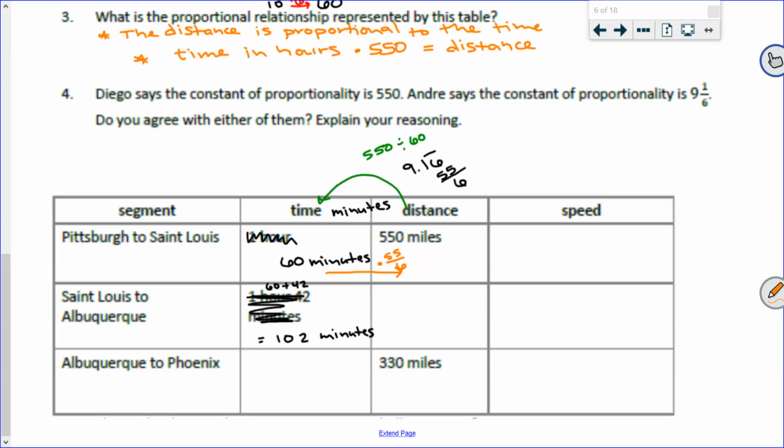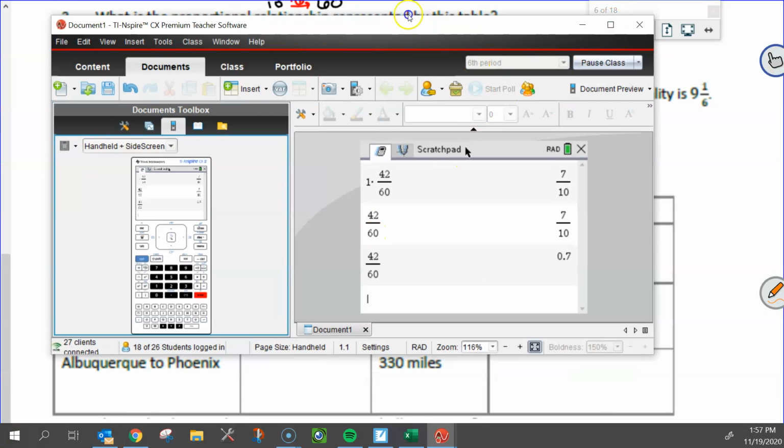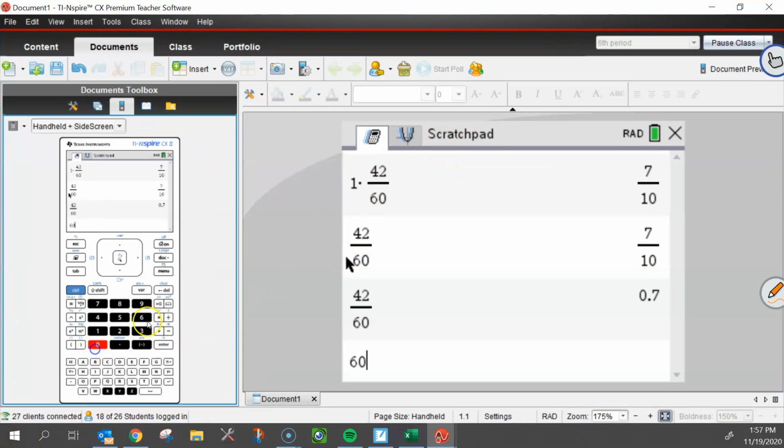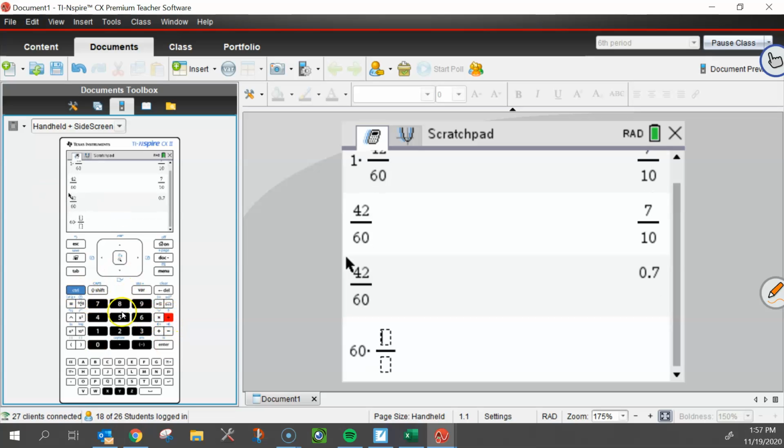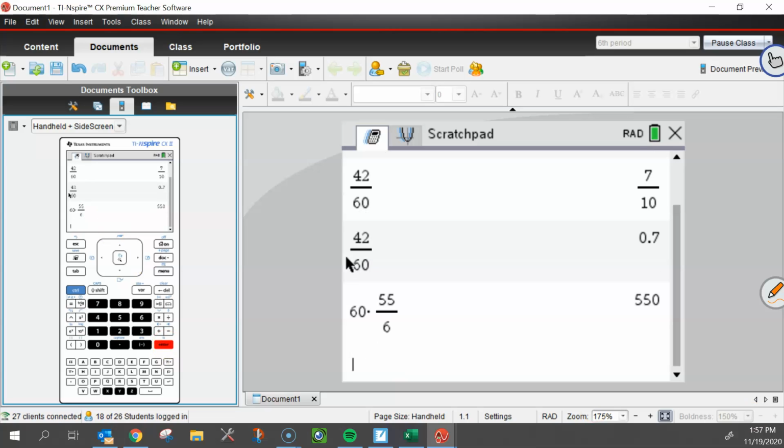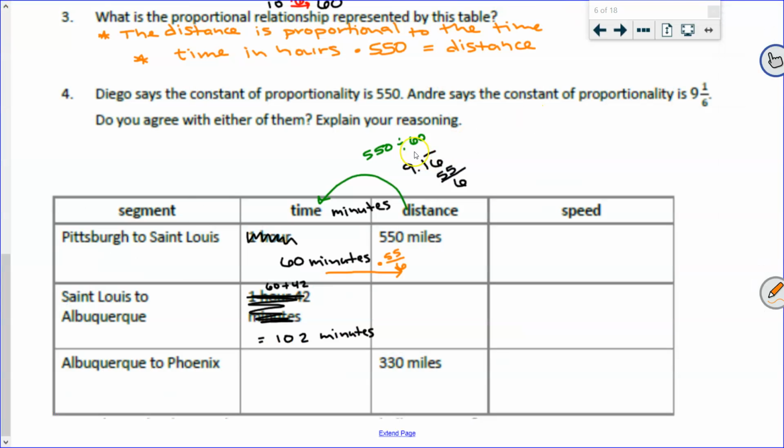Here it is in our calculator. We're going to go 60 times the fraction 55/6. I'm really hoping this gives me 550. Do you think it's going to work? Yep, it did. When you use your calculator the right way, it'll give you 550. So that confirms that I went backwards, 550 divided by 60, and I got this number. And I used that number to go forwards, and it definitely works.